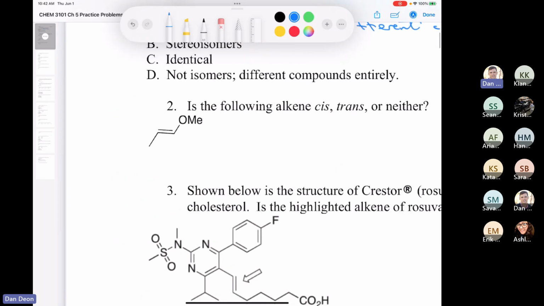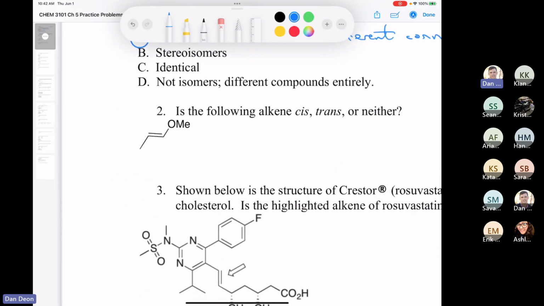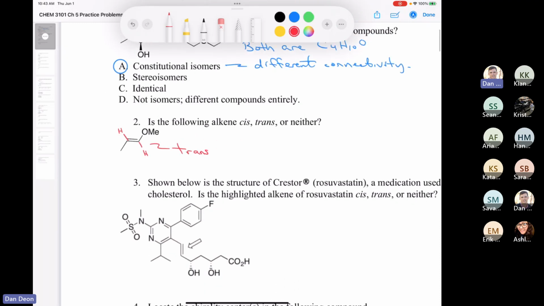Is this alkene a cis, trans, or neither alkene? Well, what's not shown here in the bond line structure are the two hydrogens that are on opposite sides. So how would we describe this one? Exactly. This would be a trans compound. Yeah, exactly. You could call this an E compound too, but this is a trans compound.